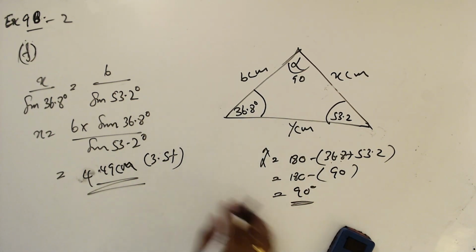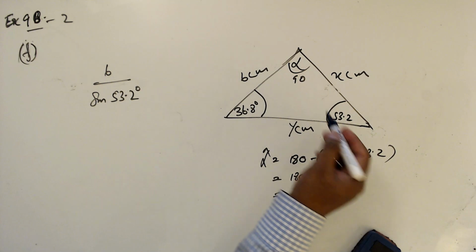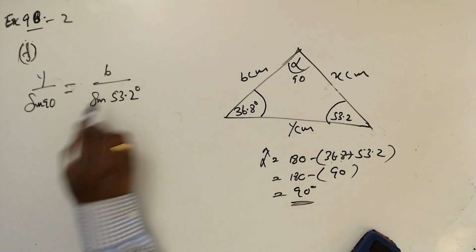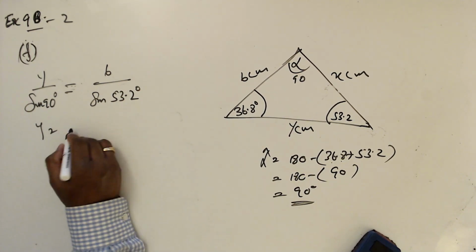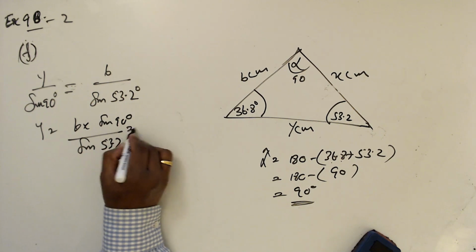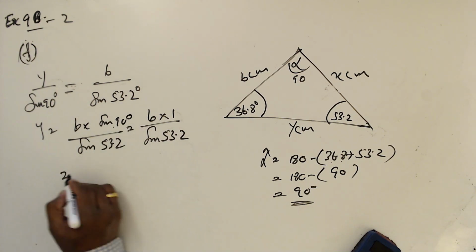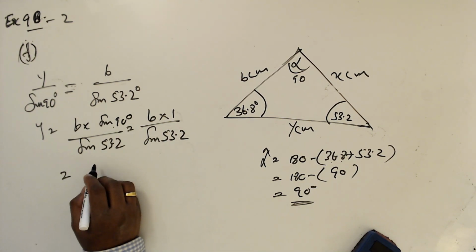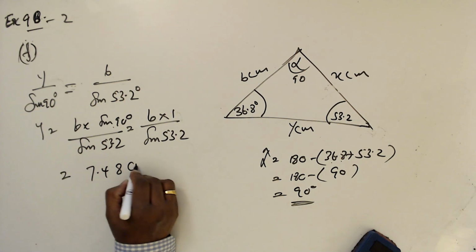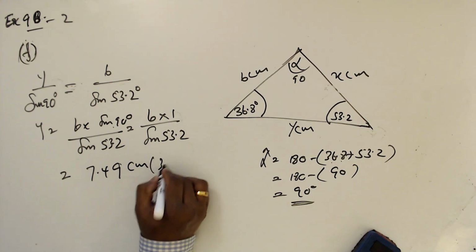Now we can find y. y over sine 90 equals 6 over sine 53.2. So y equals 6 times sine 90 over sine 53.2. Sine 90 is 1, so this is going to be 7.49 cm to 3 SF.